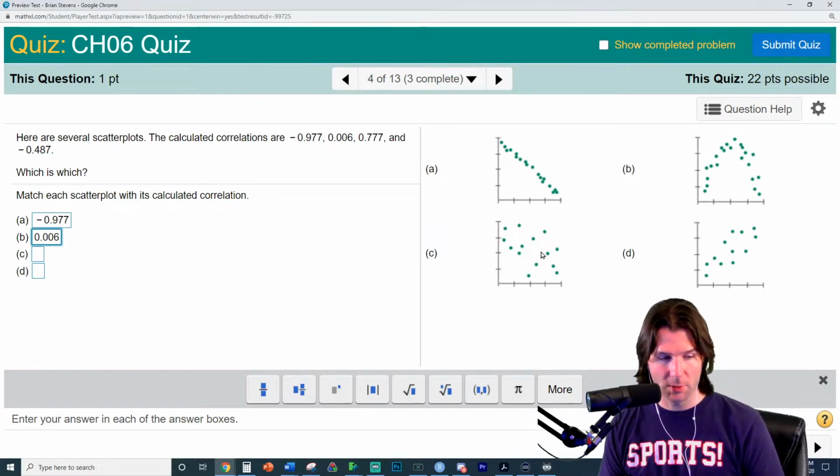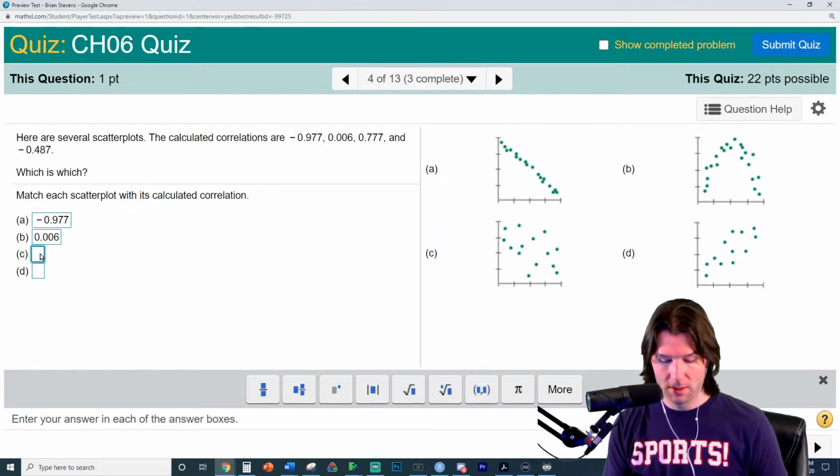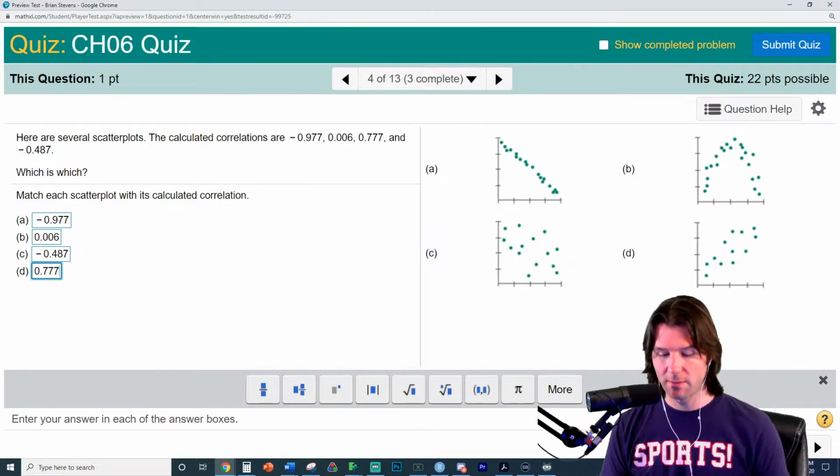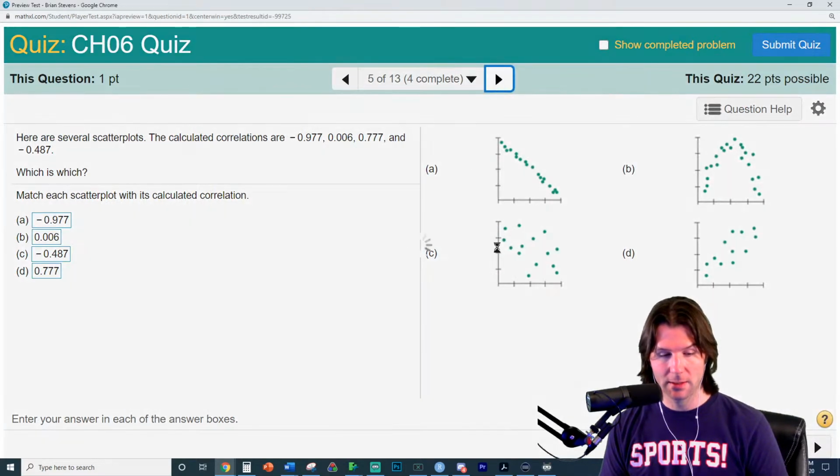Now we're left with a moderately weak negative, and that's the negative right here. And then we have a positive that's moderate strong. One too many sevens there. And there we go, we got it.